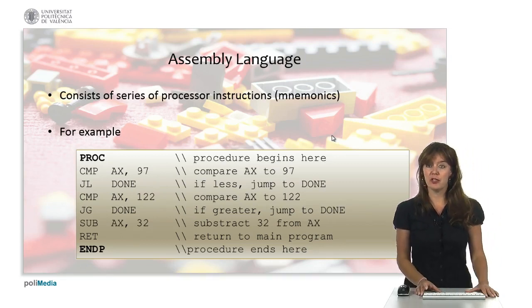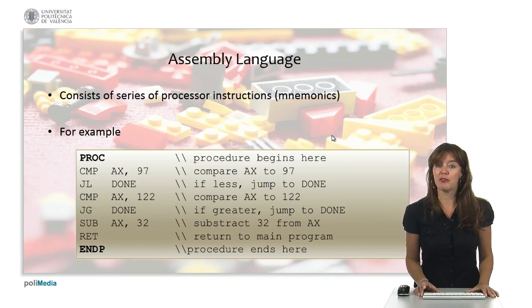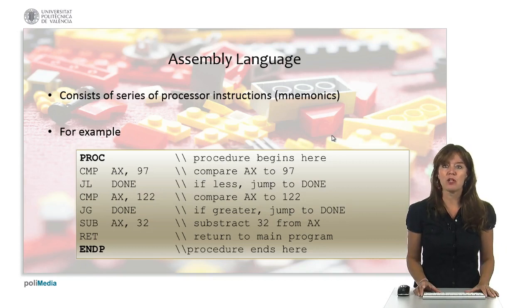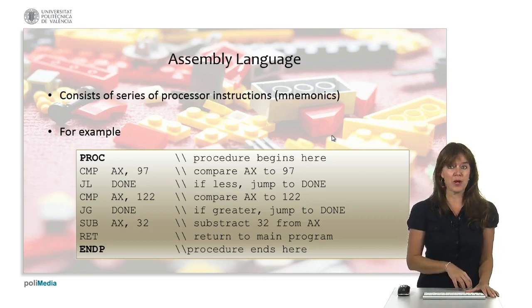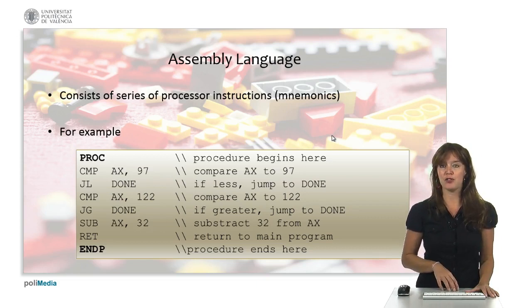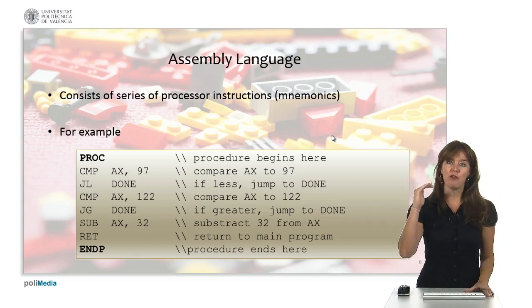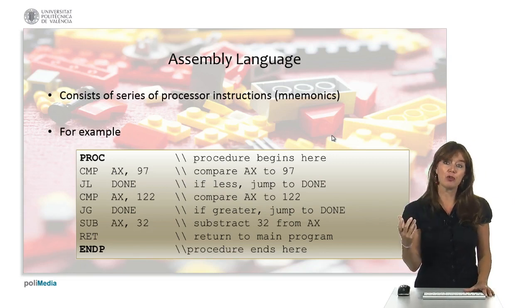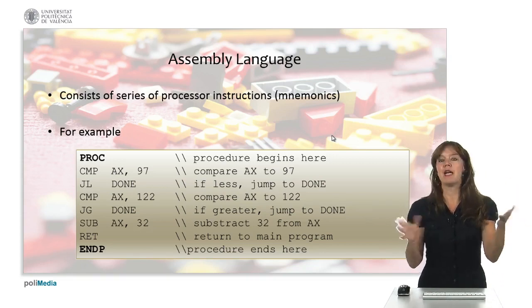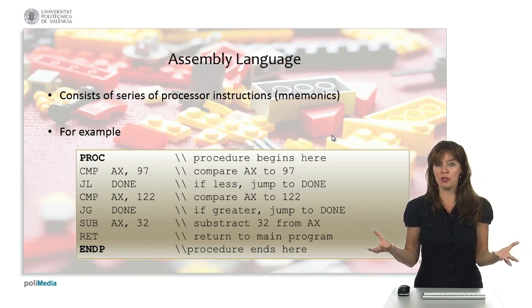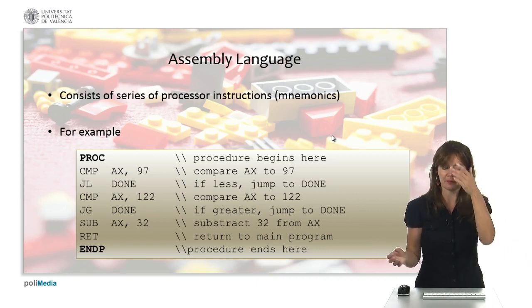Then we do a JG that says jump if greater. So if AX is greater than 122, then we go to done. And if not, we continue with the next instruction that says subtract from AX, the value that is in the register AX, 32. And then we return and we're finished. So this is assembly language: a series of instructions to the processor. It indicates to the processor what to put in which register, how to compare, and what to do according to the results of comparing.